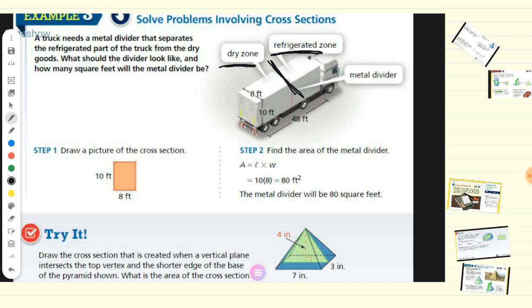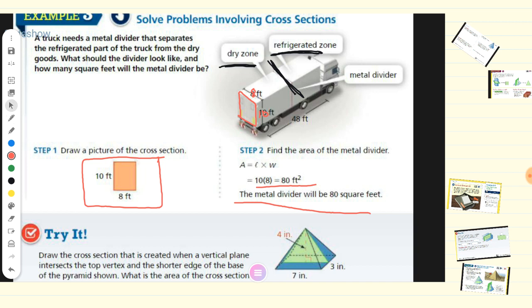We will look at the front. The front here is in the shape of what? It's a rectangle. Its dimension is 10 and 8. So the slice will be in the same dimension, which is 10 and 8. This is a cross section. Okay? Find its area, and we know that area of a rectangle equals length times width, which is 10 times 8, 80 feet square. So the metal divider will be 80 square feet. Okay?